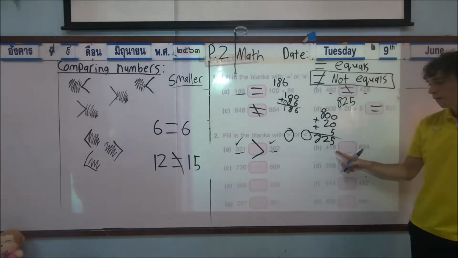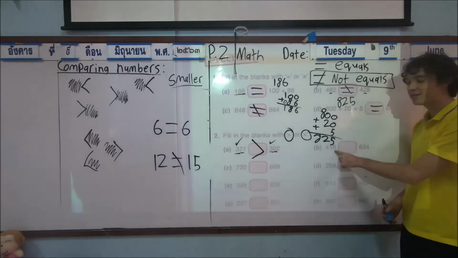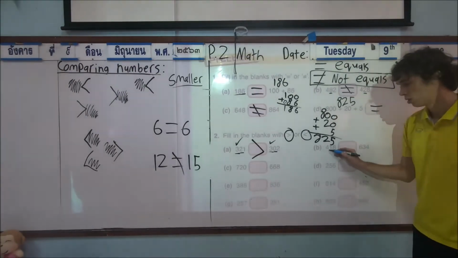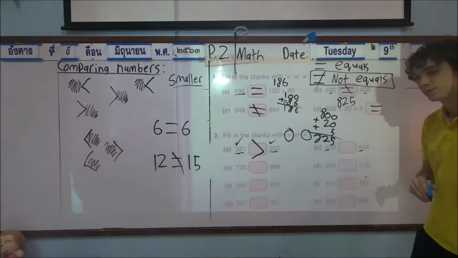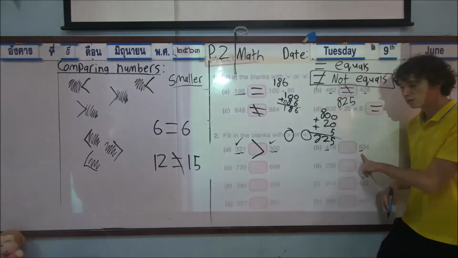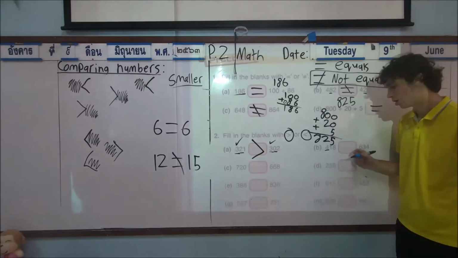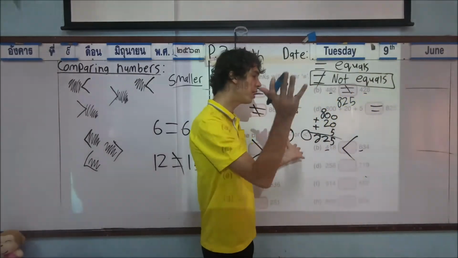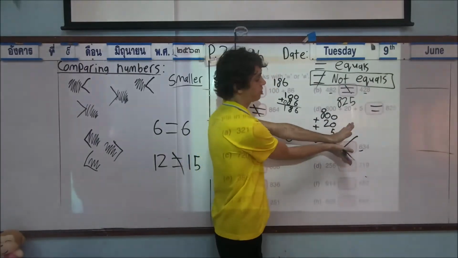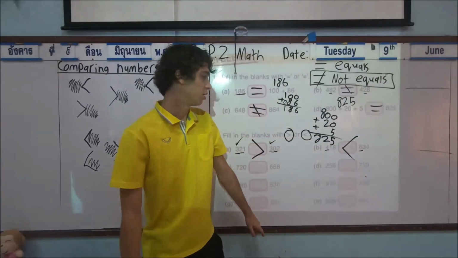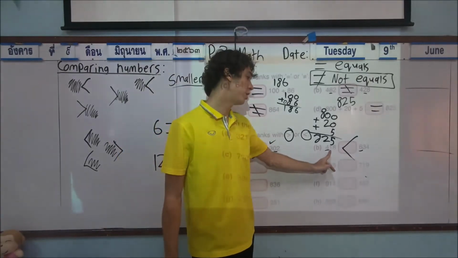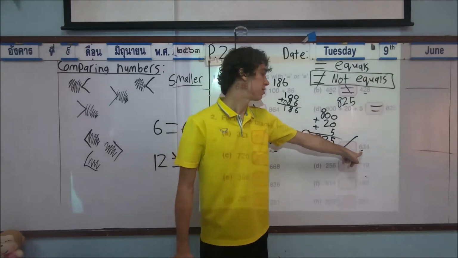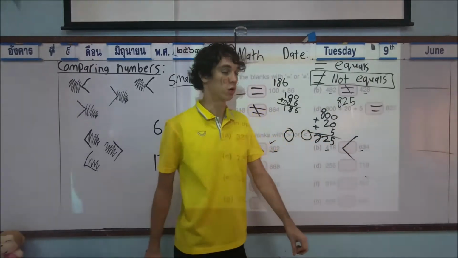Okay, B. 418, 634. Look at the hundreds. 6 is bigger than 4. So the alligator wants to eat the big number. Eat the 600. So 418 is less than 634.